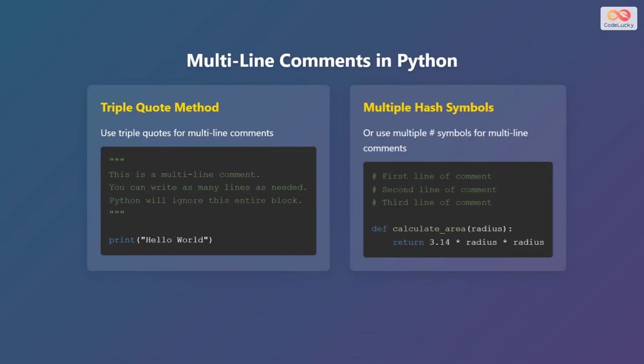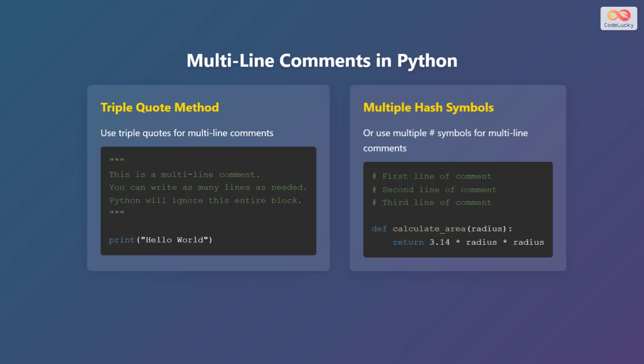Let's explore multi-line comments in Python. First, we can use the triple quote method. Use triple quotes for multi-line comments. Here is an example: triple quote, this is a multi-line comment. You can write as many lines as needed. Python will ignore this entire block, triple quote. Print("Hello world").